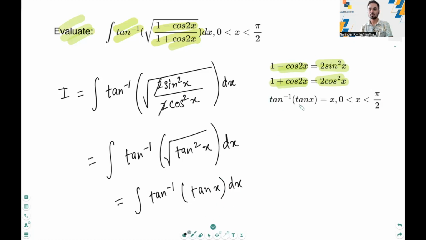Now, we can use the formula that tan inverse of tan x equals x, where x lies between 0 and pi over 2. So therefore, we can write the given integral as the integral of x dx. And we know that the integral of x is x squared over 2 plus c.